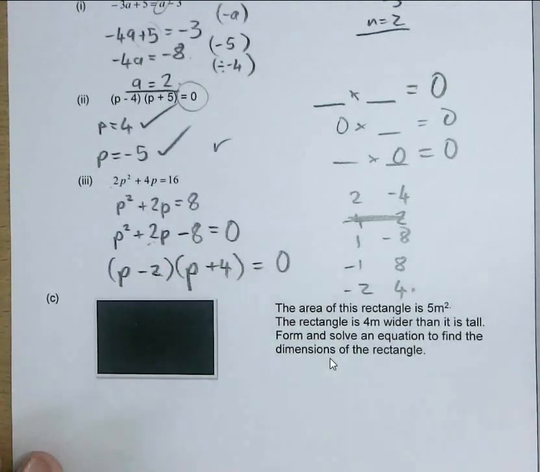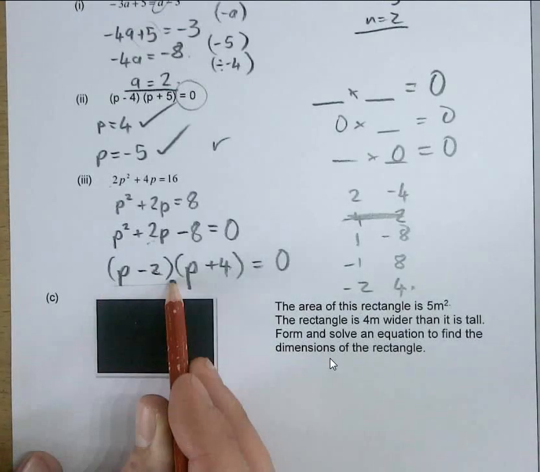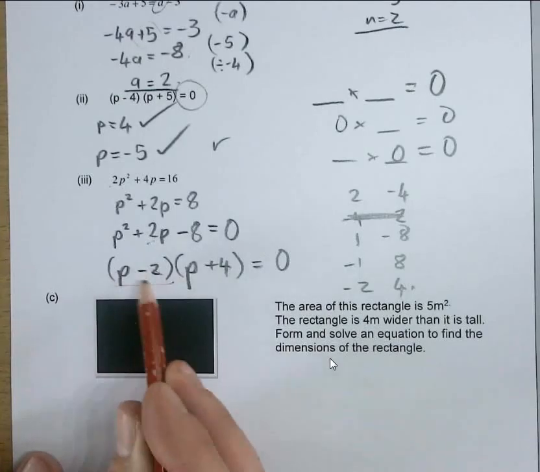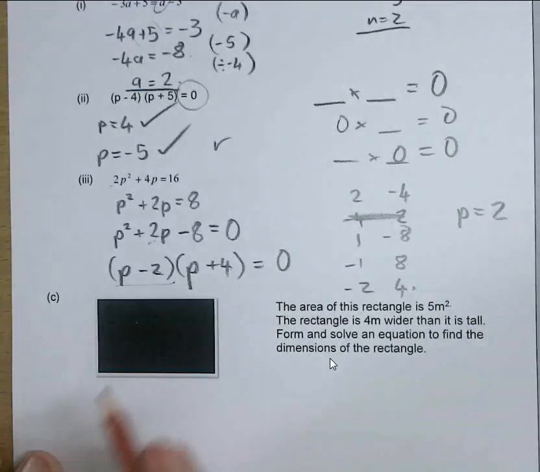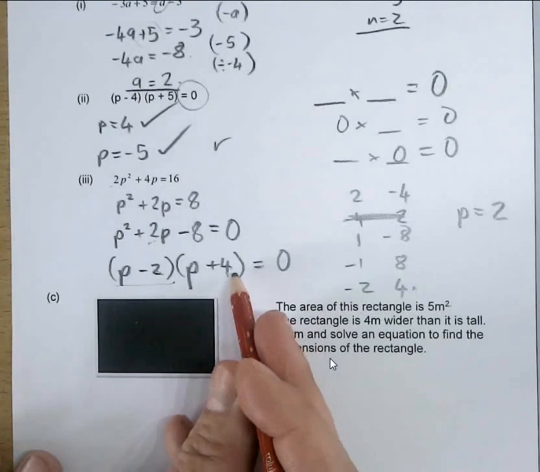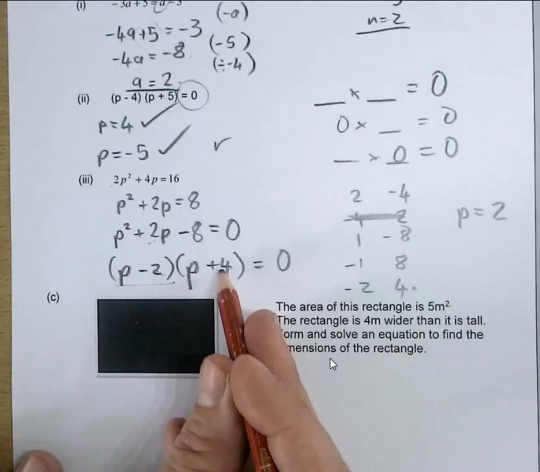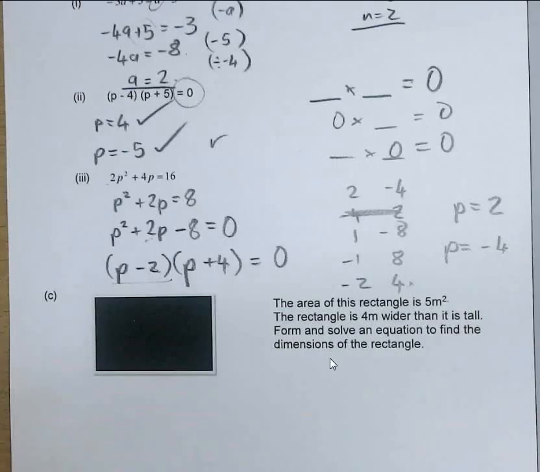Now finally, we just need to find out what p is. So either this bracket is equal to 0, and if I chose positive 2, that would give me 0 here. So that's one answer, p equals 2. Or this bracket is equal to 0. So a p value that would give me 0 when I add 4 to it, it would have to be minus 4. So there are two answers to that. P is 2 and p is minus 4.